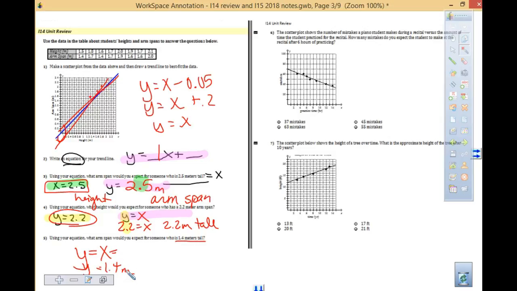Now, the only people who might be different is if you had this equation. Then it's going to be 2.7. And this one, instead of 2.2, it would have been 2.0. And this one, instead of 1.4, it would have been 1.6, right? Because you're adding 0.2 each time, or you're subtracting 0.05 each time.